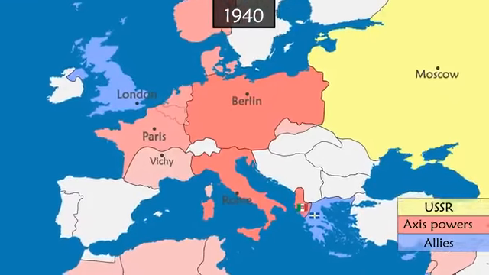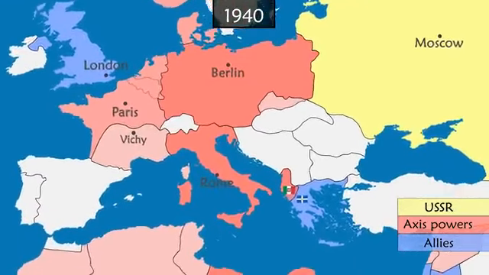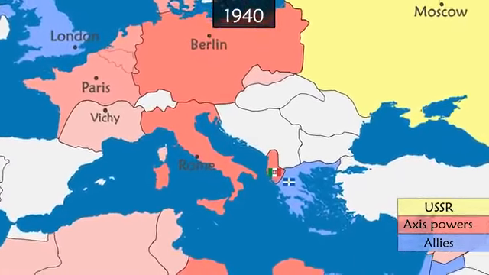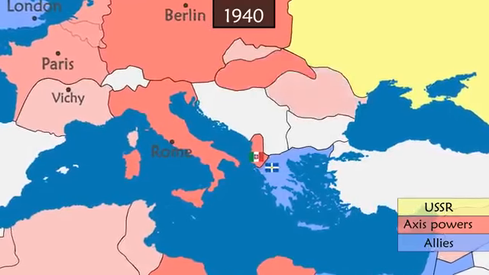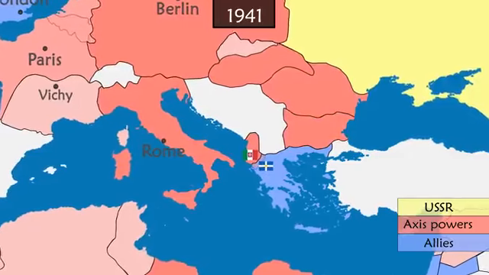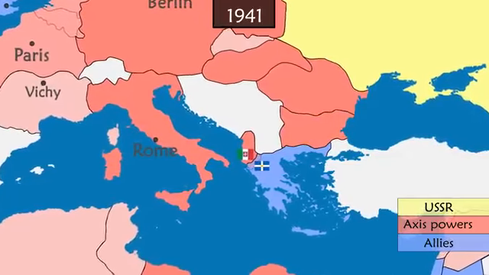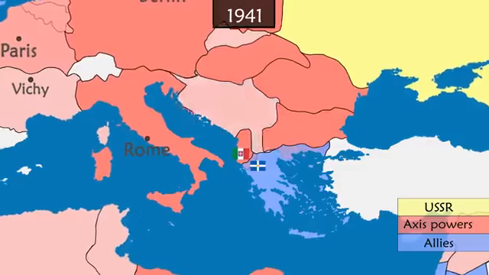But the plan is delayed by Italy, that fails to invade Greece and is forced to retreat by Allied forces. After the accession of Hungary, Romania and Bulgaria to the Axis forces, the German armies head south to invade Yugoslavia and Greece.